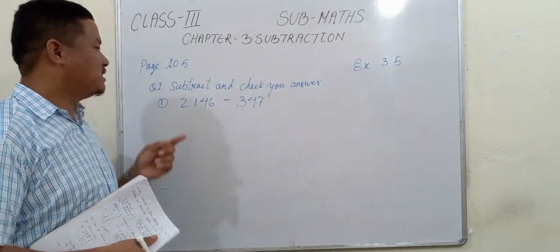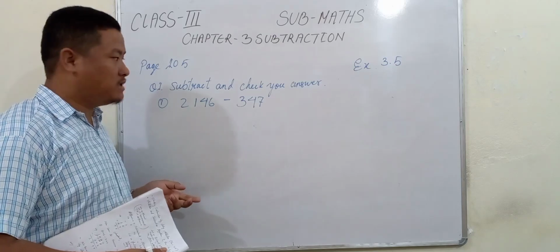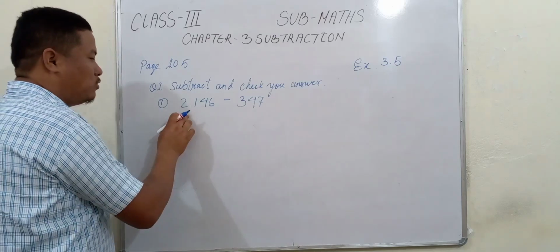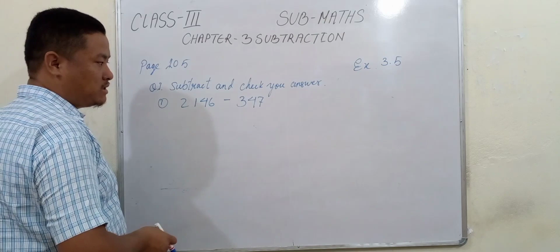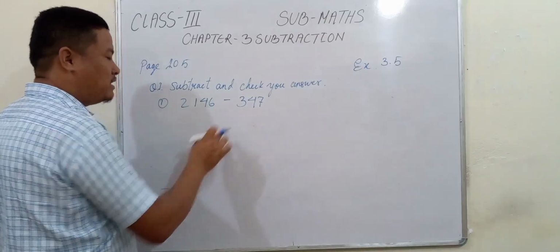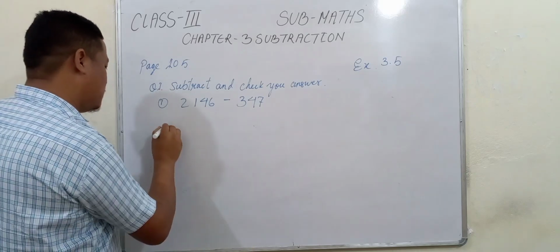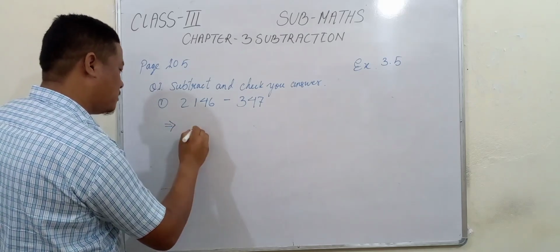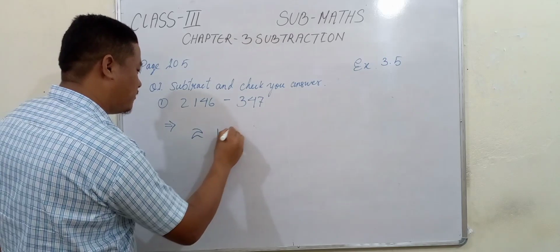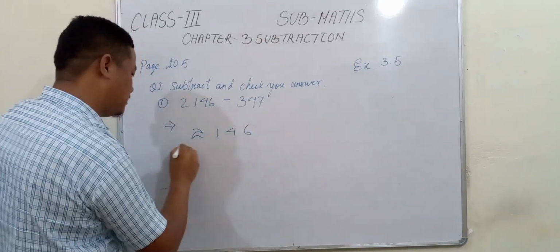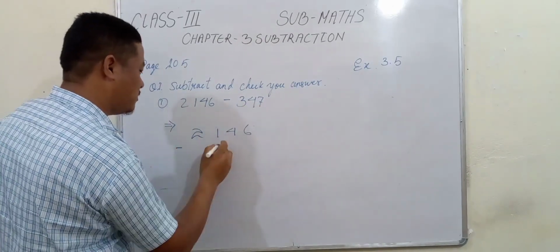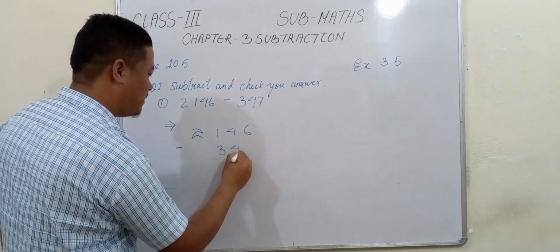Now come to page number 105, exercise 3.5. Question number 1, subtract and check your answer. Question 1, 2146 minus 347. First, we will arrange this number and we will subtract. 2146 minus 347.